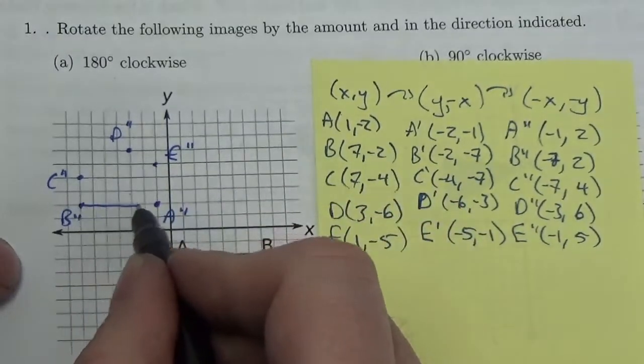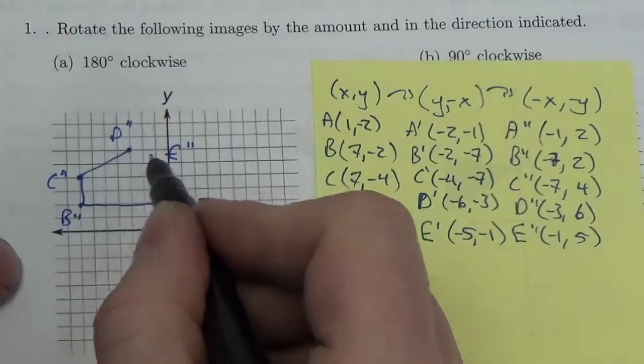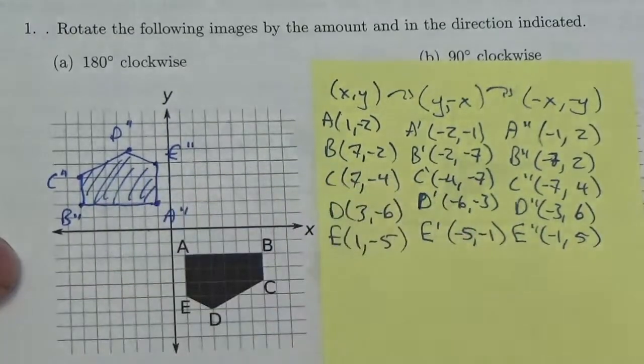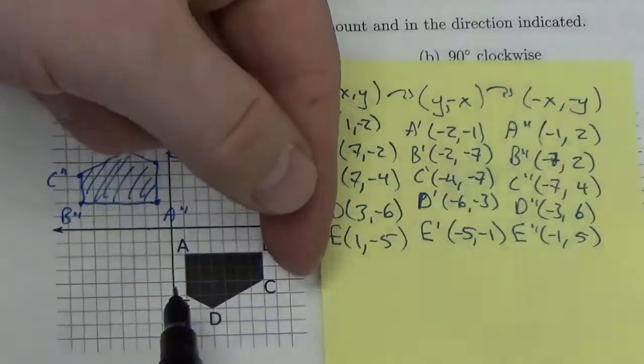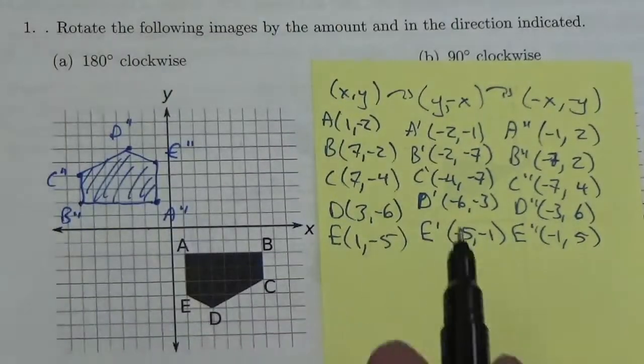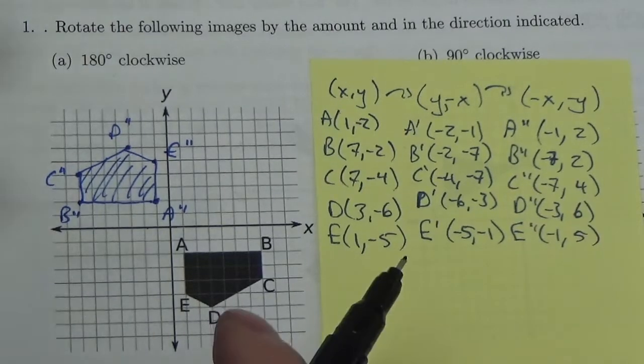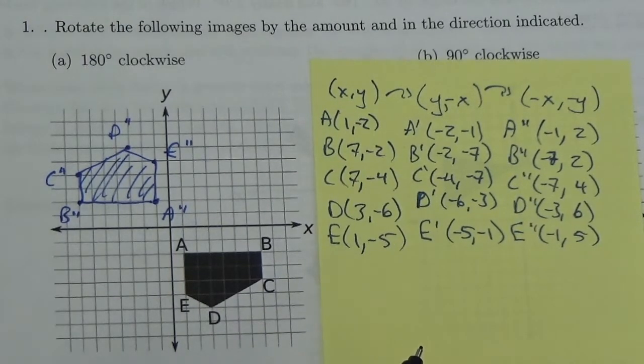And now we just connect the dots. And there we go. Now, not a reflection. I didn't flip this over and then flip this over. That would have actually looked a little bit different. Okay? So this has been rotated.